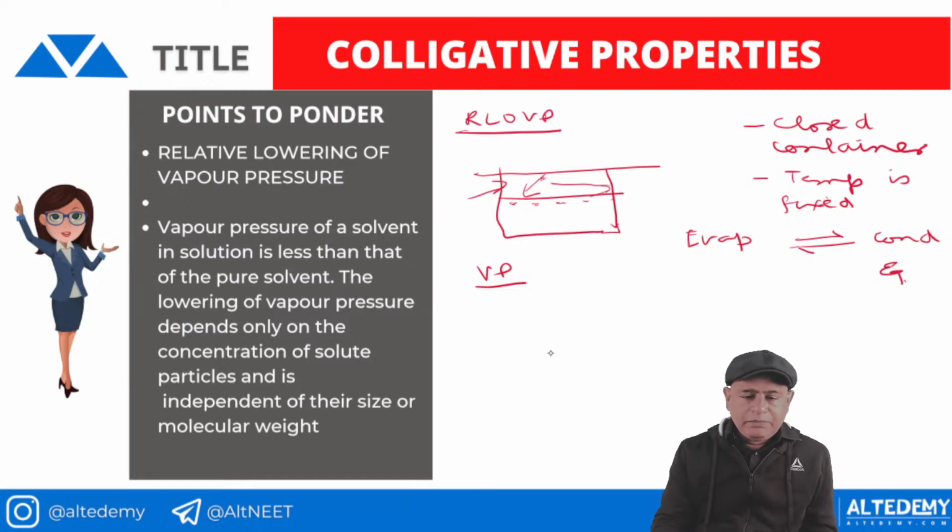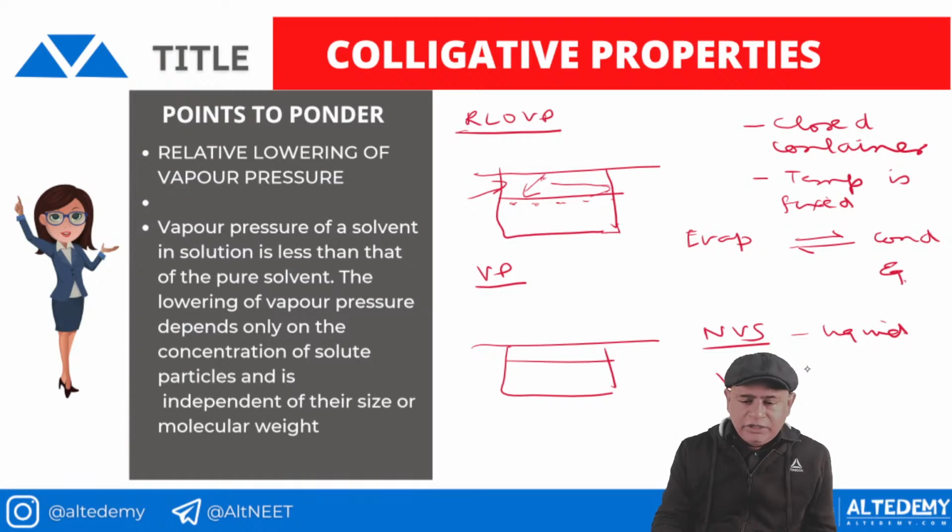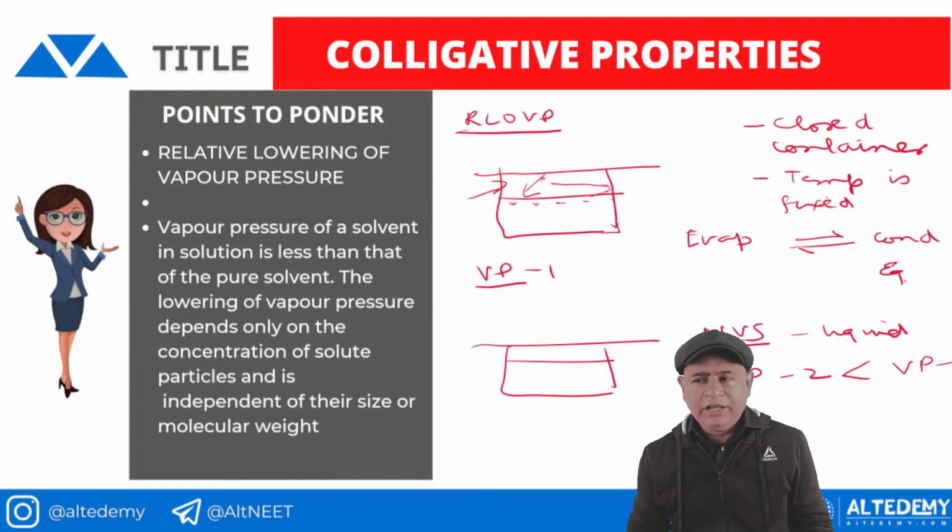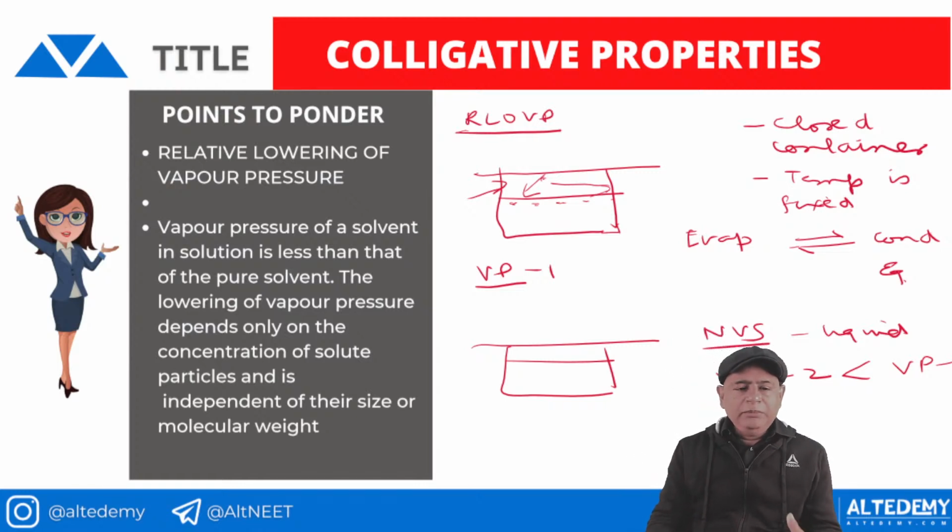When we mix any non-volatile solute into this liquid, its vapor pressure, that is P2, will be less than vapor pressure P1 that was originally taken. Whenever we dissolve a non-volatile solute, there will be lowering of vapor pressure.